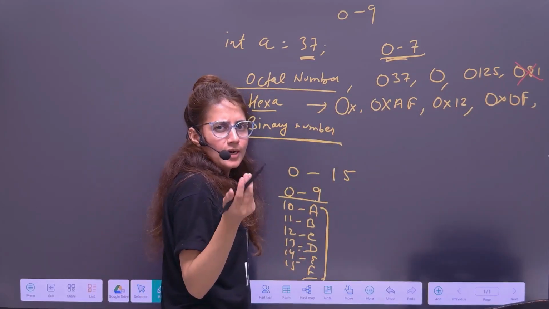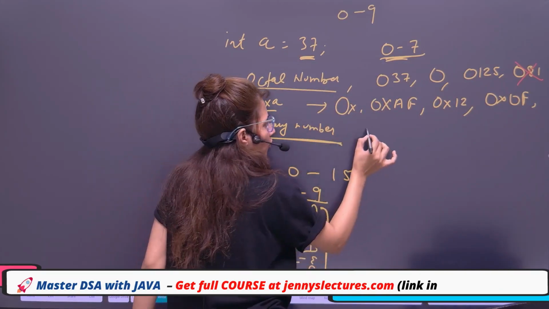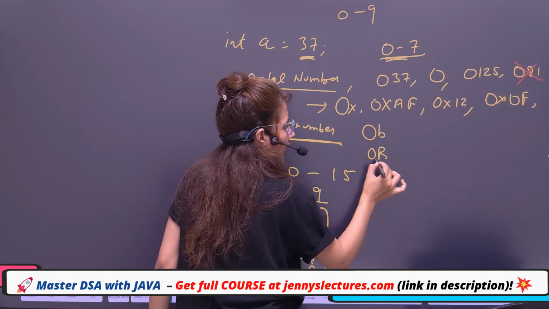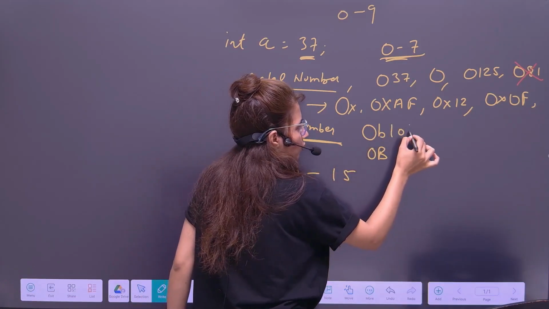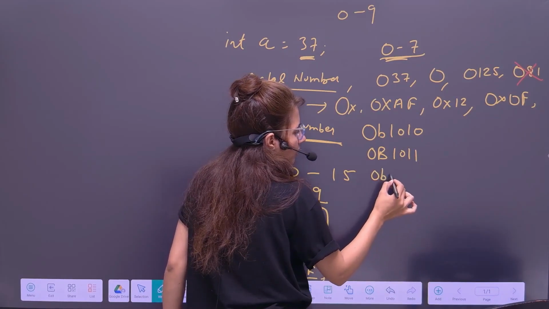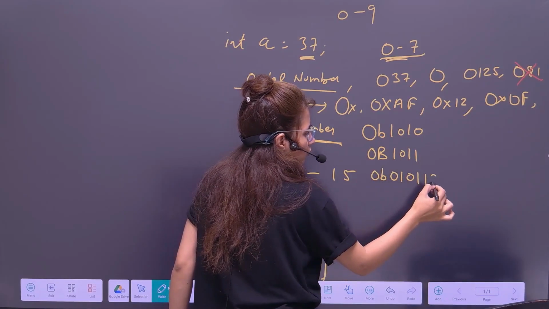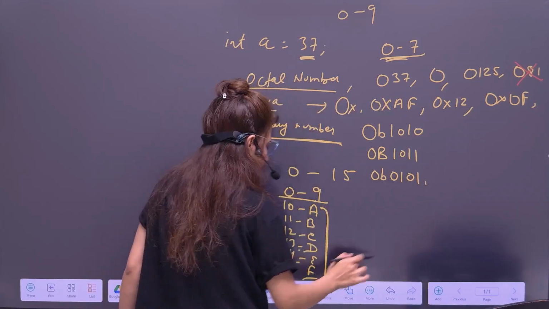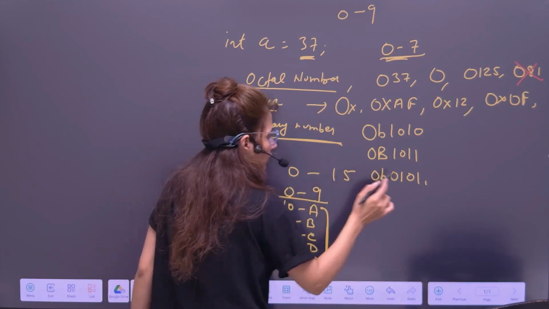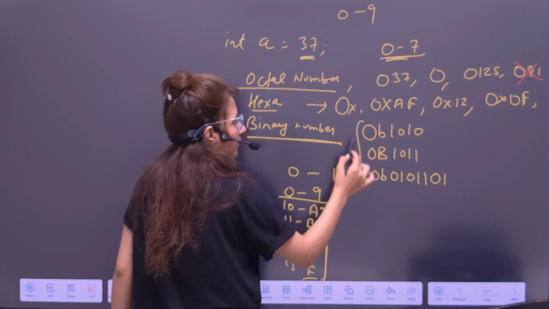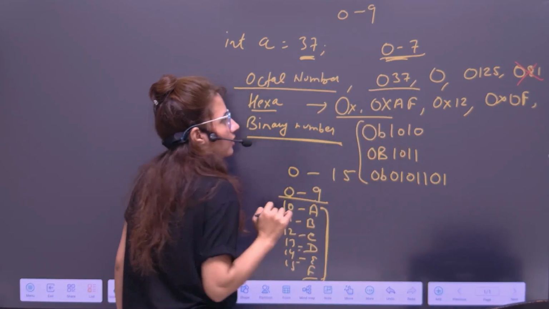A binary number will contain only 0 and 1, so it is always preceded with 0b or 0 capital B. And here I write like 1 0 1 0 1 0 1 1 or 0b 0 1 0 1. Oh sorry, not 2, we cannot write 2 here. Obviously in binary the base is 2, so you can just use 0 or 1. So these are binary numbers, these are hexadecimal, these are octal.